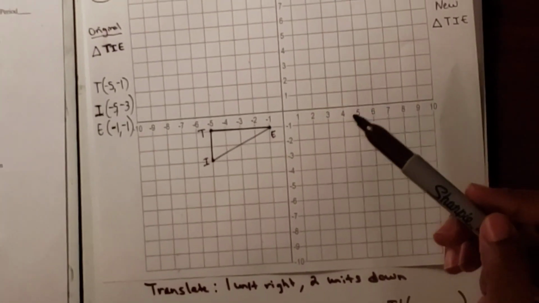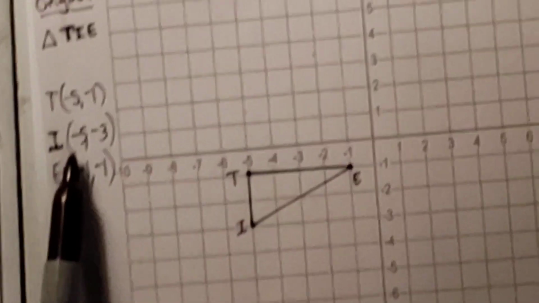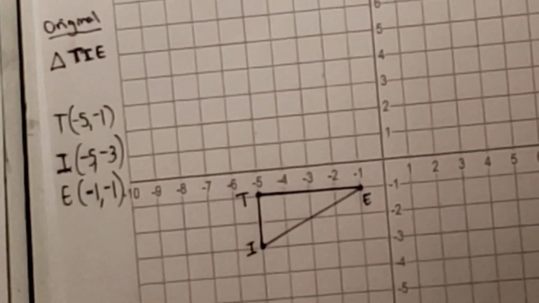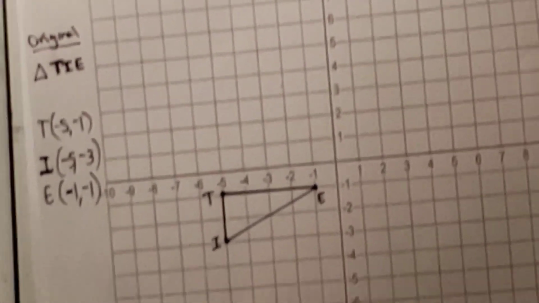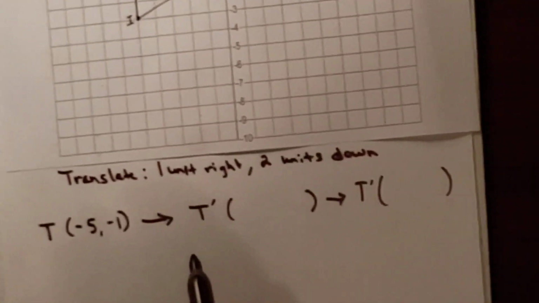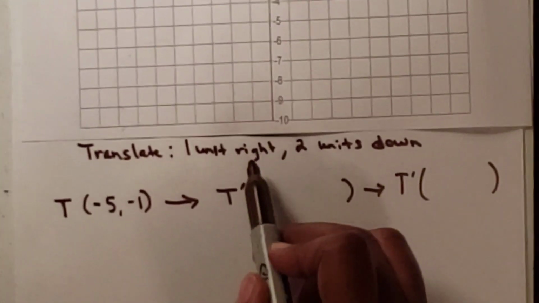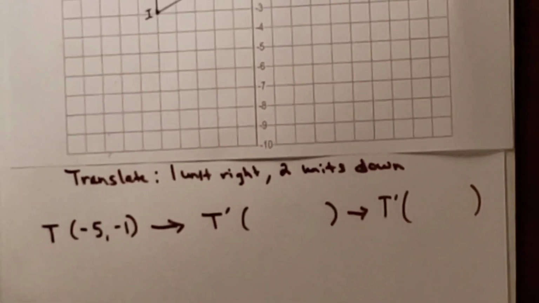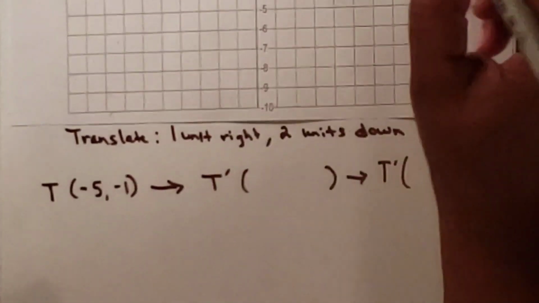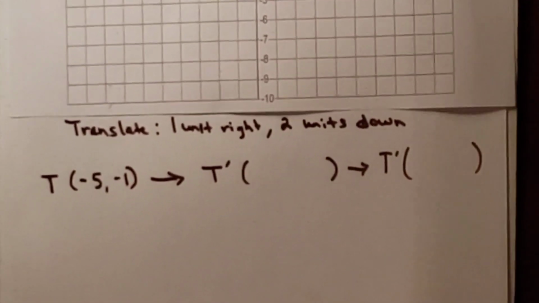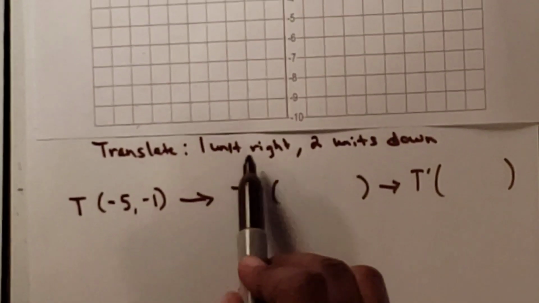And I've listed all of the points. -5, -1 is T. -5, -3 is I. And -1, -1 is E. Alright, below I'm going to perform the operations to move the triangle. So if it says 1 unit right, remember I said on the last video that the x-axis is what moves left and right. So I am going to operate on the x coordinate to move it 1 unit right.